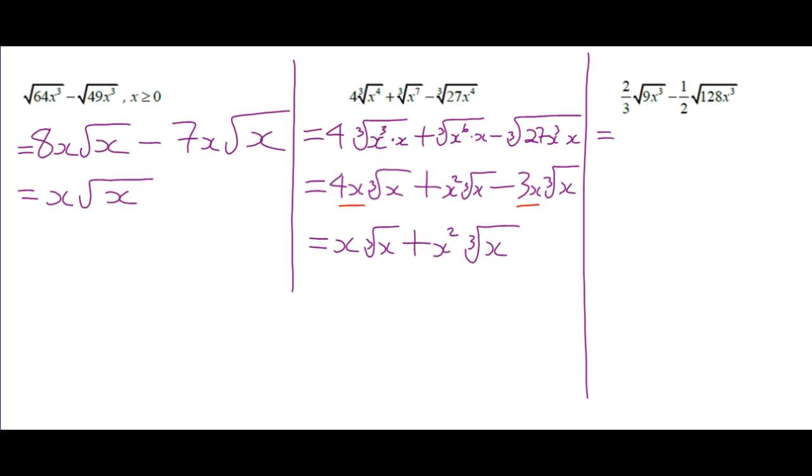Okay, we are now back to square roots. So 2/3 stays. Square root of 9 is 3. So this will be 3x root x minus 1/2 square root of 128. There is no square root of 128.